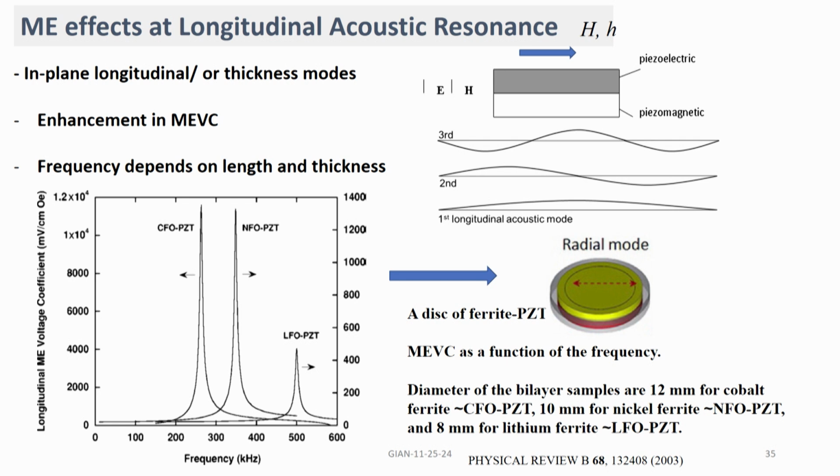But the values on the left are for cobalt ferrite, on the right is nickel ferrite and lithium ferrite, but all of them show at resonance several thousand millivolts per centimeter Oersted. So compared to low frequency at resonance, you have very, very significant enhancement, and these are very useful when you put together different devices.